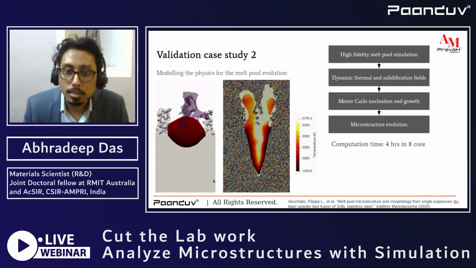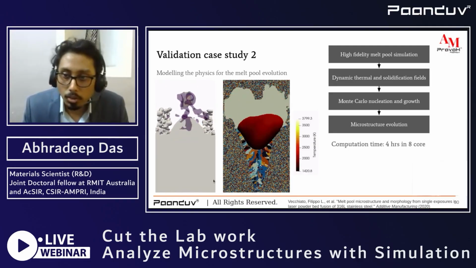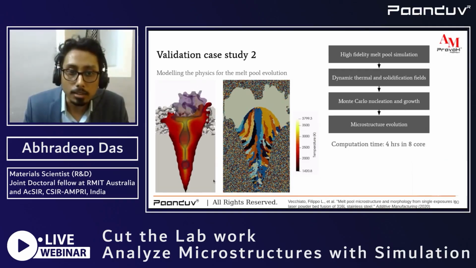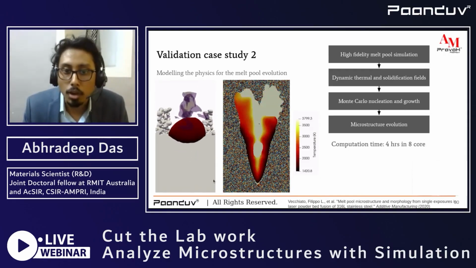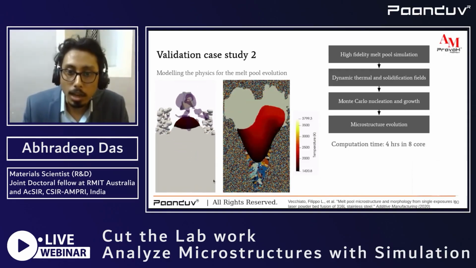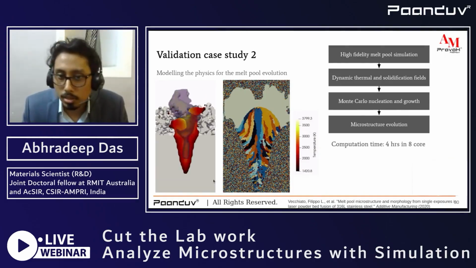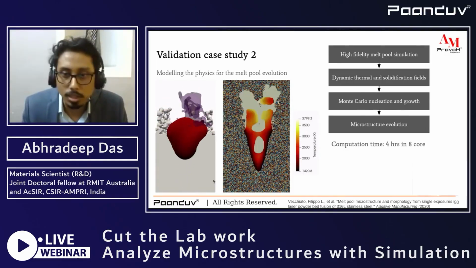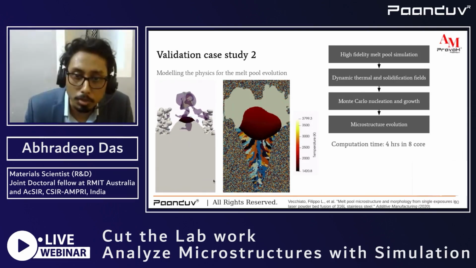Also, here we can see the computation time for such a great simulation is only 4 hours for an 8-core system, which is quite common these days. And this sort of simulation actually shows us how accurate we can go and how accurately we can capture the entire phenomena, starting from the thermal history to the microstructure evolution. It captures the entire phenomena, and that's something that makes AM PravaH a phenomenal software.